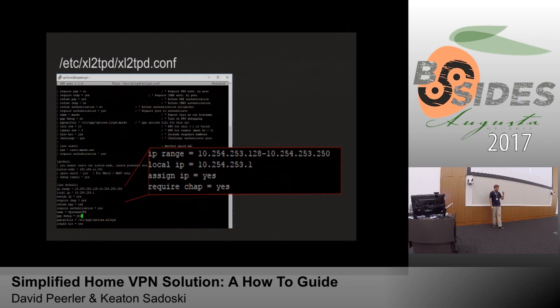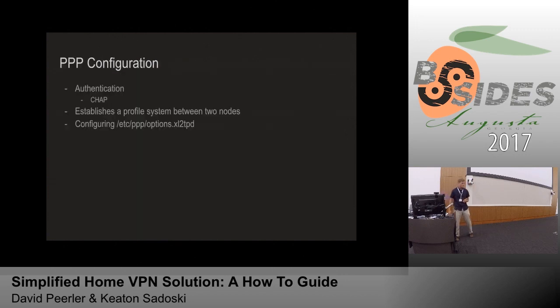And then at the very bottom of this configuration, it's going to require chap. That's the challenge handshake authentication protocol. That's where we're going to set up profiles of a username and password combination to separate different users on your VPN. And this will be fed through PPP, which will provide your chap.